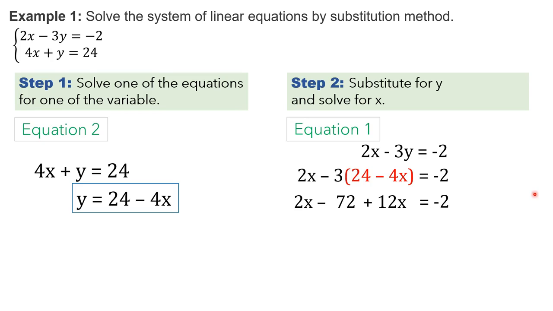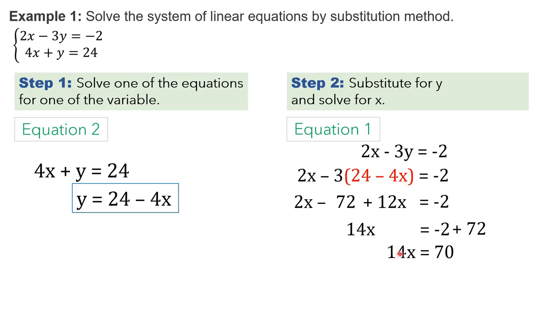After that, bring down negative 2. Then solve for x. Combine like terms. We have like terms here, both of them a variable x. 2x and 12x. So 2x plus 12x will give us 14x. Bring down negative 72 and bring down equals negative 2. Okay, after that, transpose this negative 72 to the other side so we can solve for x. We'll have positive 72. Combine it with negative 2, you'll have positive 70.